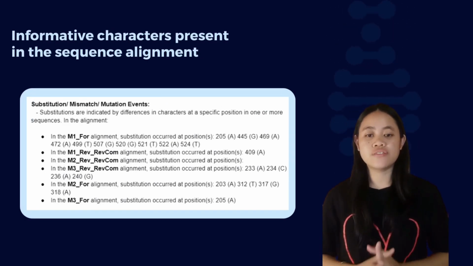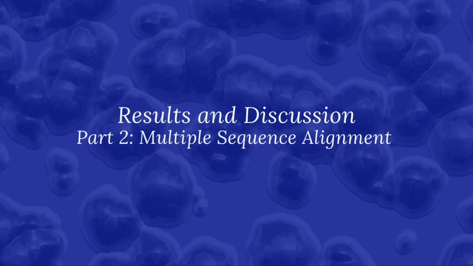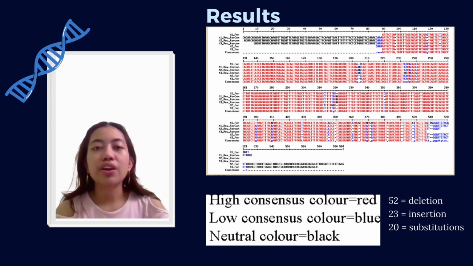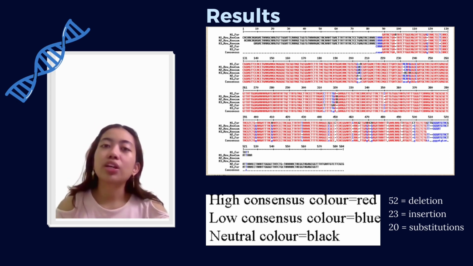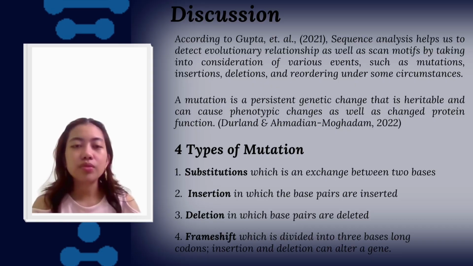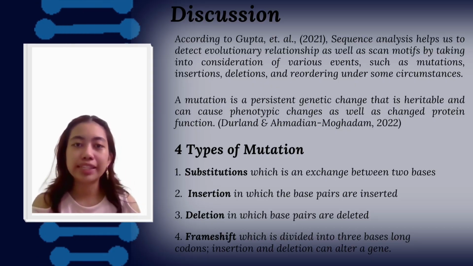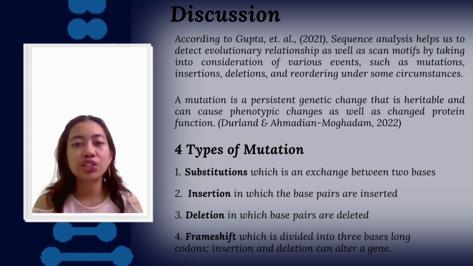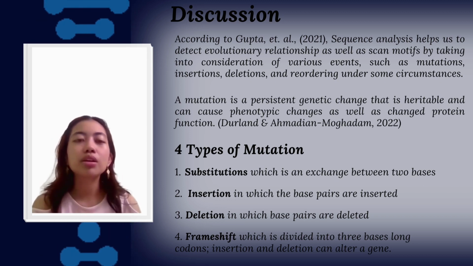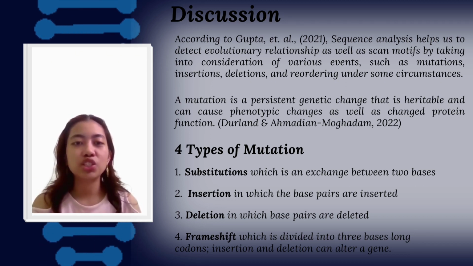Lastly, substitution events also take place, which are indicated by differences in characters at a specific position in one or more sequences. Three colors, the results show that there are 3 types of mutation present in the DNA sequence: 52 deletion events, 23 insertions, and 20 substitutions. According to Gupta et al., sequence analysis helps us to detect evolutionary relationships as well as scan motifs by taking into consideration various events such as mutations, insertions, deletions, and their ordering under some circumstances. A mutation is a persistent genetic change that is heritable and can cause phenotypic changes as well as change protein function.